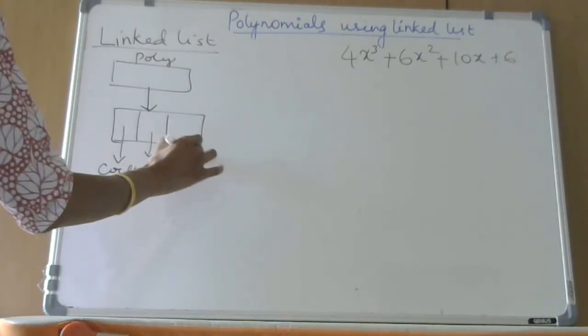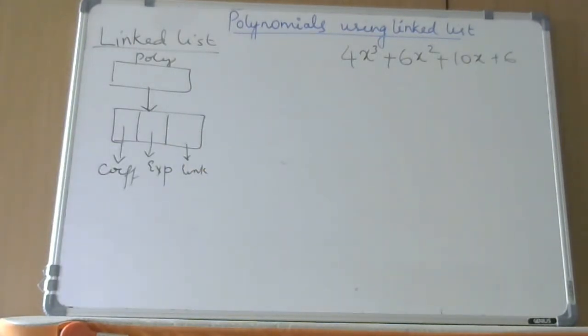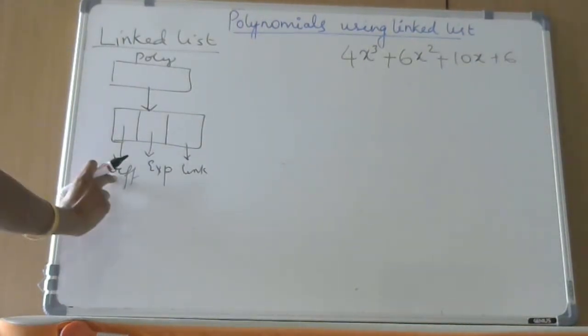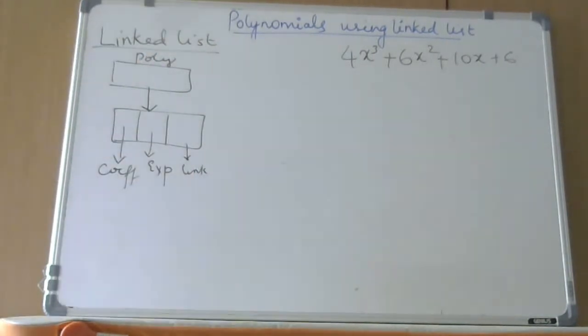The third field is going to be the link to the next node. Okay, that is how we are going to represent a polynomial. Every term of the polynomial should be there in the linked list, is it not? So the first field I am taking as coefficient, second I am storing the exponent, third will be the link to the next node.